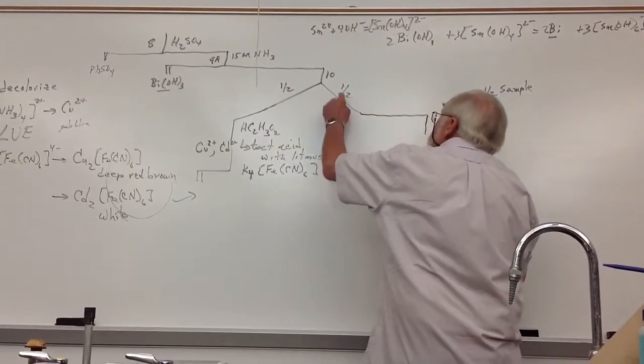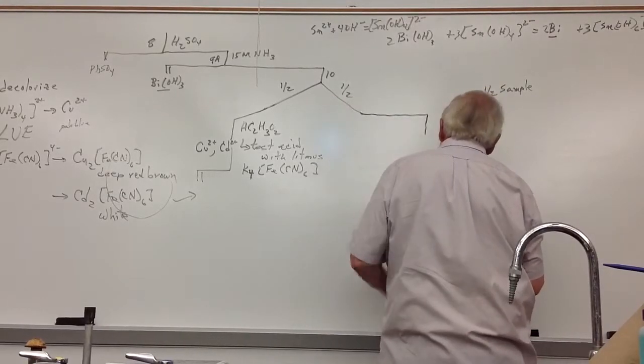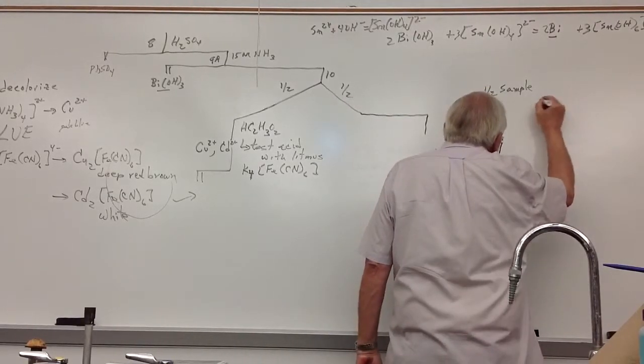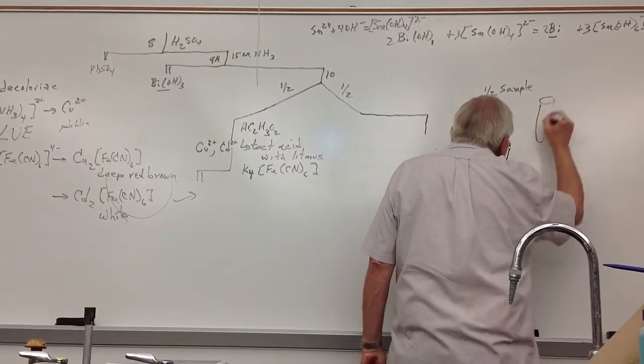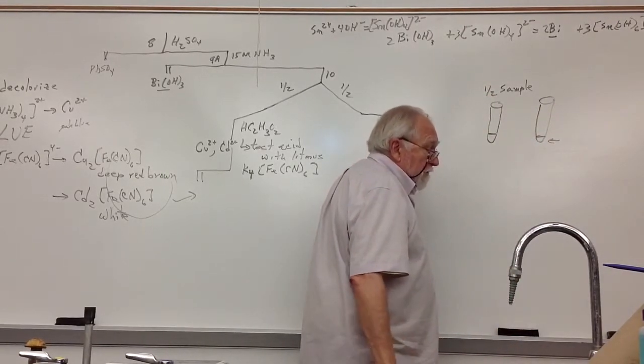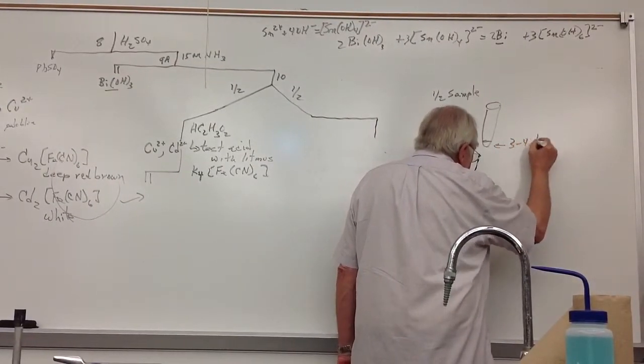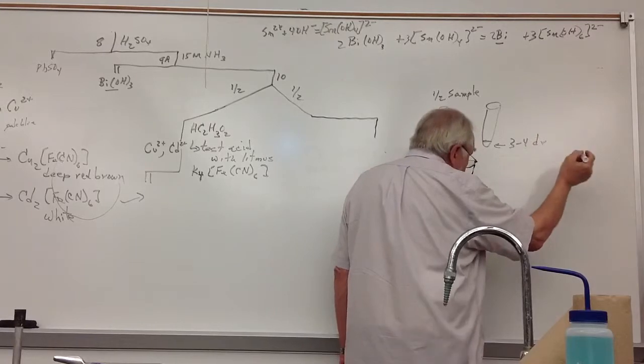this is this original half here, so it's this sample. I should have just said sample because I said you could buy it. And about 3 or 4 drops of 15 molar ammonia in a second test tube. It's not critical, you just have to have it basic.